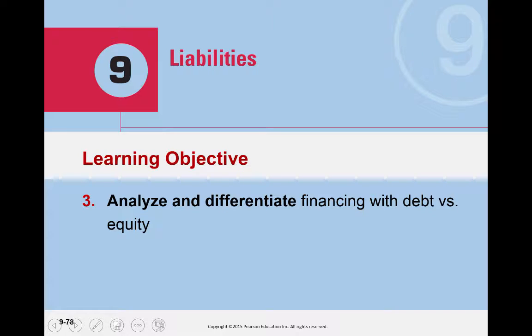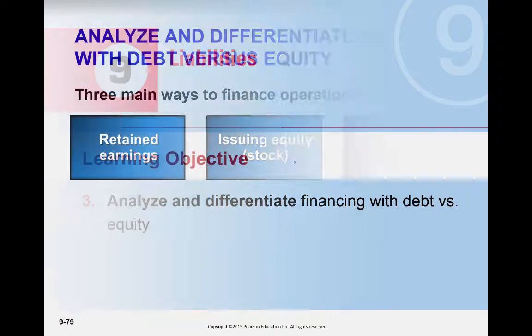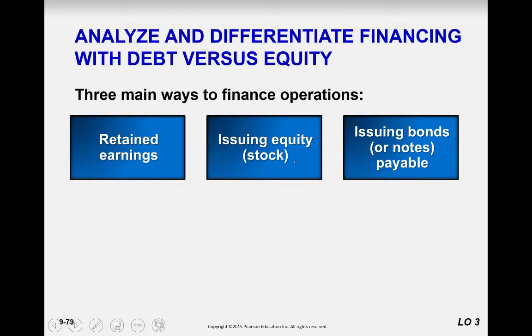Welcome back to our chapter 9, and now we're actually going to analyze and differentiate between debt and equity. If you remember our accounting equation, assets equal liabilities plus owner's equity. If you finance through liabilities, that's debt, and if you finance through owner's equity, that's equity financing. So for example, retained earnings would be equity financing, stock is equity, but now if you're issuing notes or bonds payable, that would be liability.